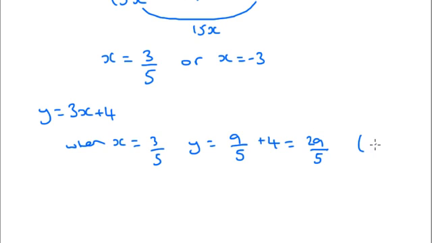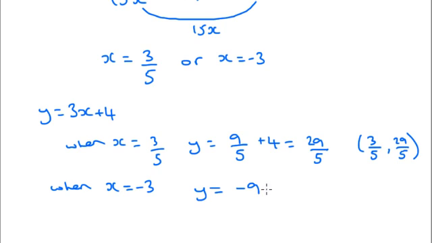So one solution is 3/5, 29/5. Obviously you can write that as a decimal or a mixed number as well if you want. The other value is when x is negative 3. We're going to have that y is equal to negative 9 plus 4, which is negative 5. So the other solution is negative 3, negative 5.